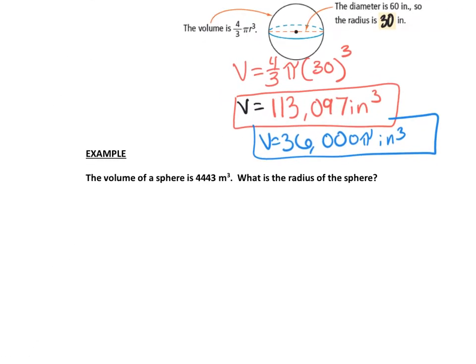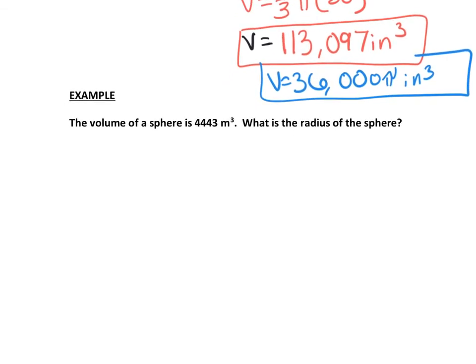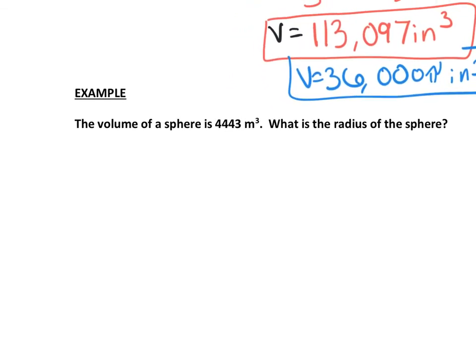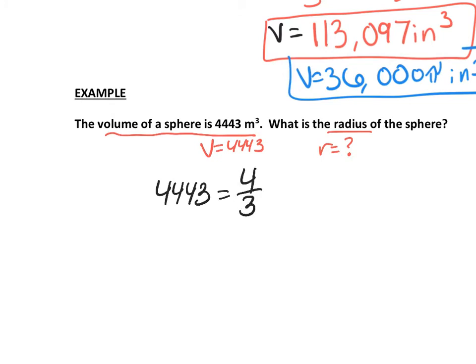Okay, the second example, we're going to use our volume formula to solve for a missing radius. So they tell us that the volume of the sphere is 4,443 meters cubed. What is the radius? So volume is 4443, and our radius is what we're trying to find. So we use our formula, plug in what we know. So 4,443 equals 4/3 pi r cubed.